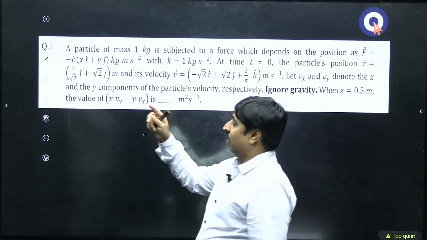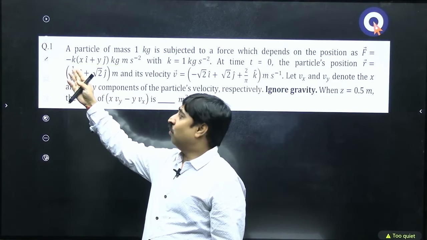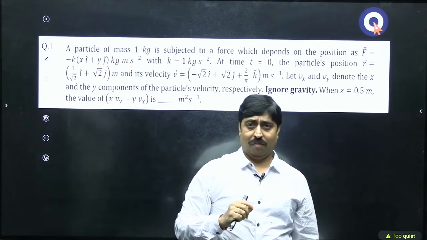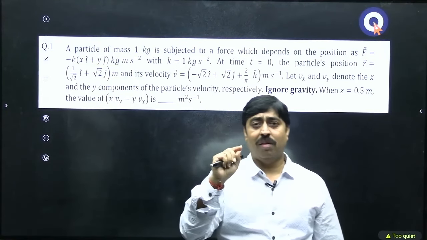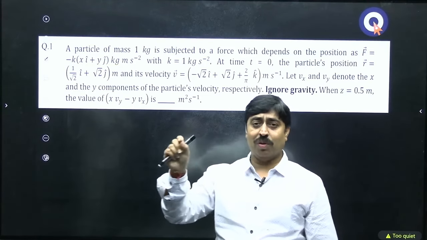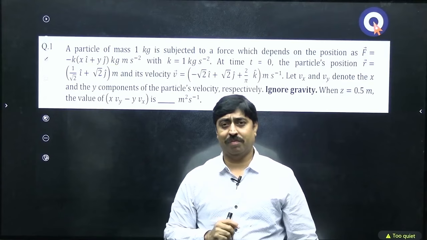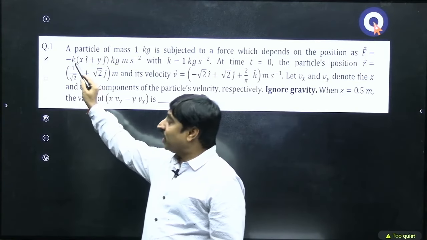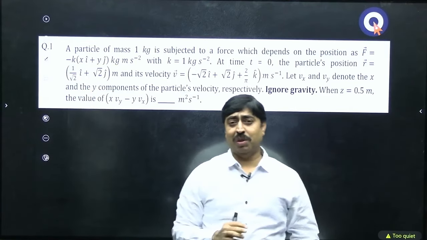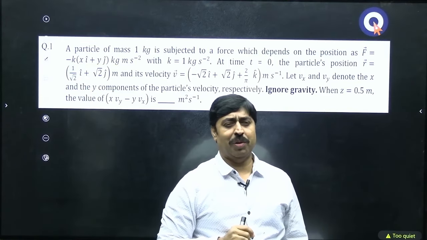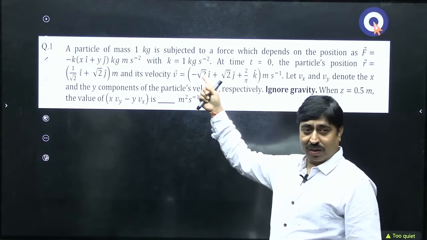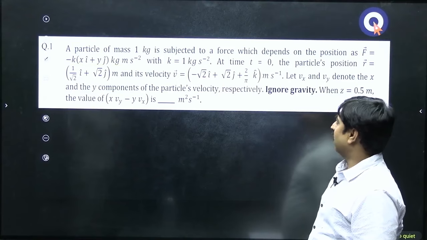Dekhiye, what one could have done is, one could have written force is equal to minus x i cap minus y j cap, right? But that equation will appear to be dimensionally incorrect, because how can we equate force to displacement or position? No. So there is a constant over here. One is a constant, but it is not a dimensionless one. It has got some dimensions. So this is a well written question, right? So k is a constant, the value of which is 1 kg per second square.